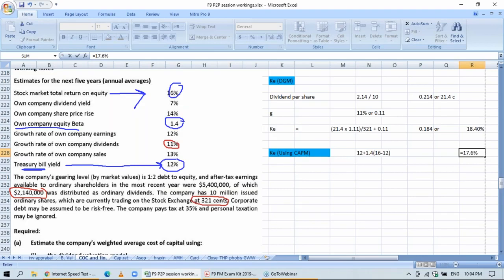So the both won't be same, as I've told you earlier, that CAPM is superior, and then there can be problems in dividend growth model, right? So superiority of CAPM has been discussed earlier. So now we get the cost of equity using both, 18.4 and 17.6. Now we need to know the cost of debt. So the cost of debt is also given in the question, but it is before tax. We have to use the after tax cost of debt.